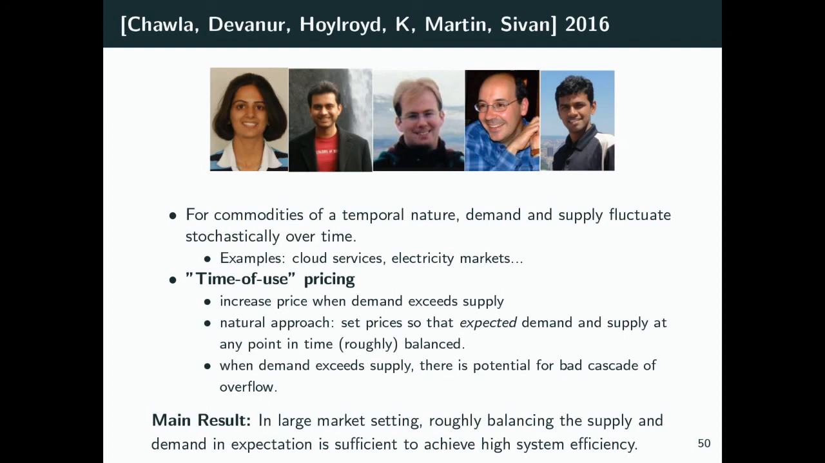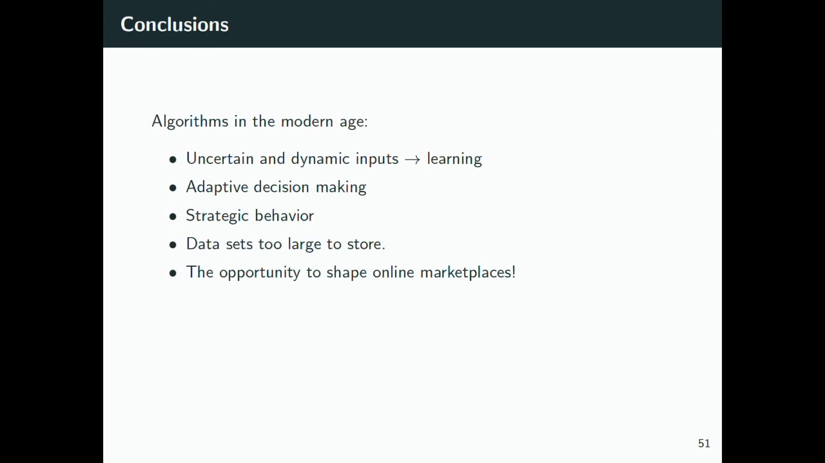So I'm going to end here. I've tried to give you a sense of some of the questions that we're trying to address. We're dealing with uncertain and dynamic inputs, opportunities for machine learning. We're making decisions adaptively. We have to deal with strategic behavior. We have data sets that are too large to store, and we have the opportunity to shape online marketplaces. And I think this creates many, many interesting research opportunities. And I thank you for your attention.